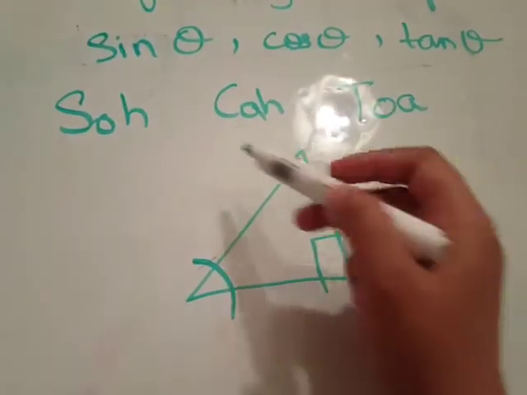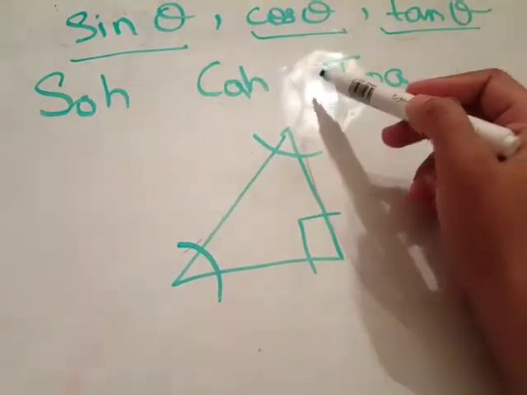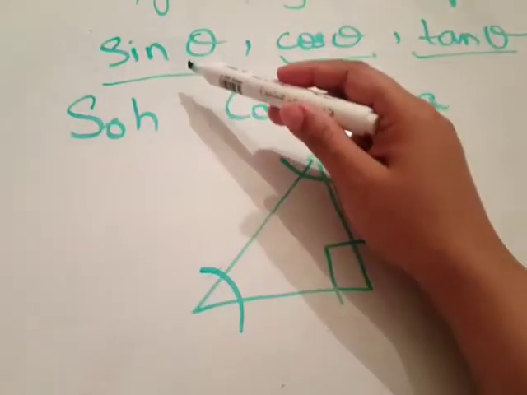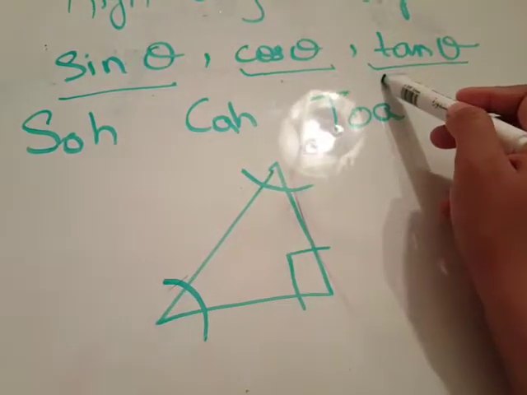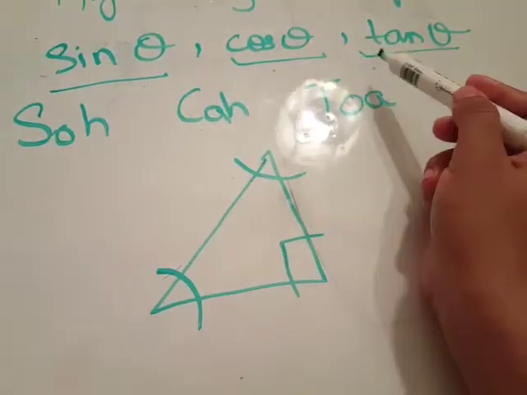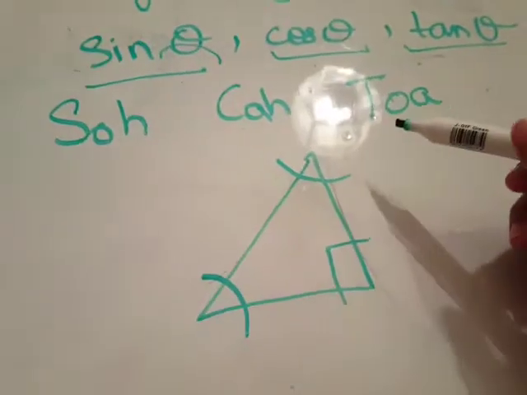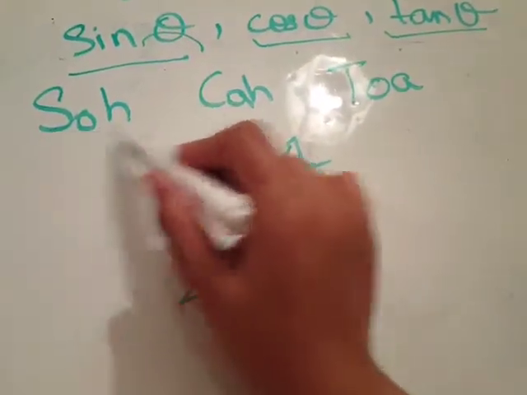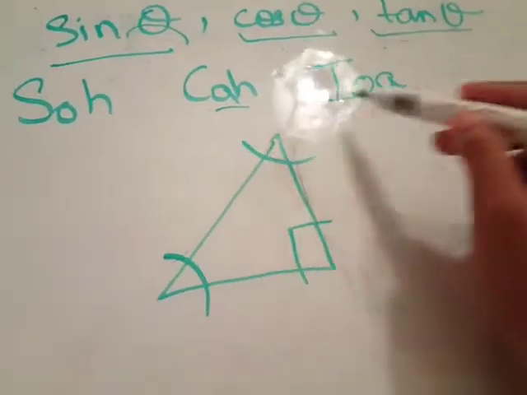You use three different angle properties. One is sine theta, one is cos theta, and one is tan theta. There are different formulas for sine theta, cos theta, and tan theta in order to find this unknown theta. This is a common naming strategy which I personally use, which is SOHCAHTOA.